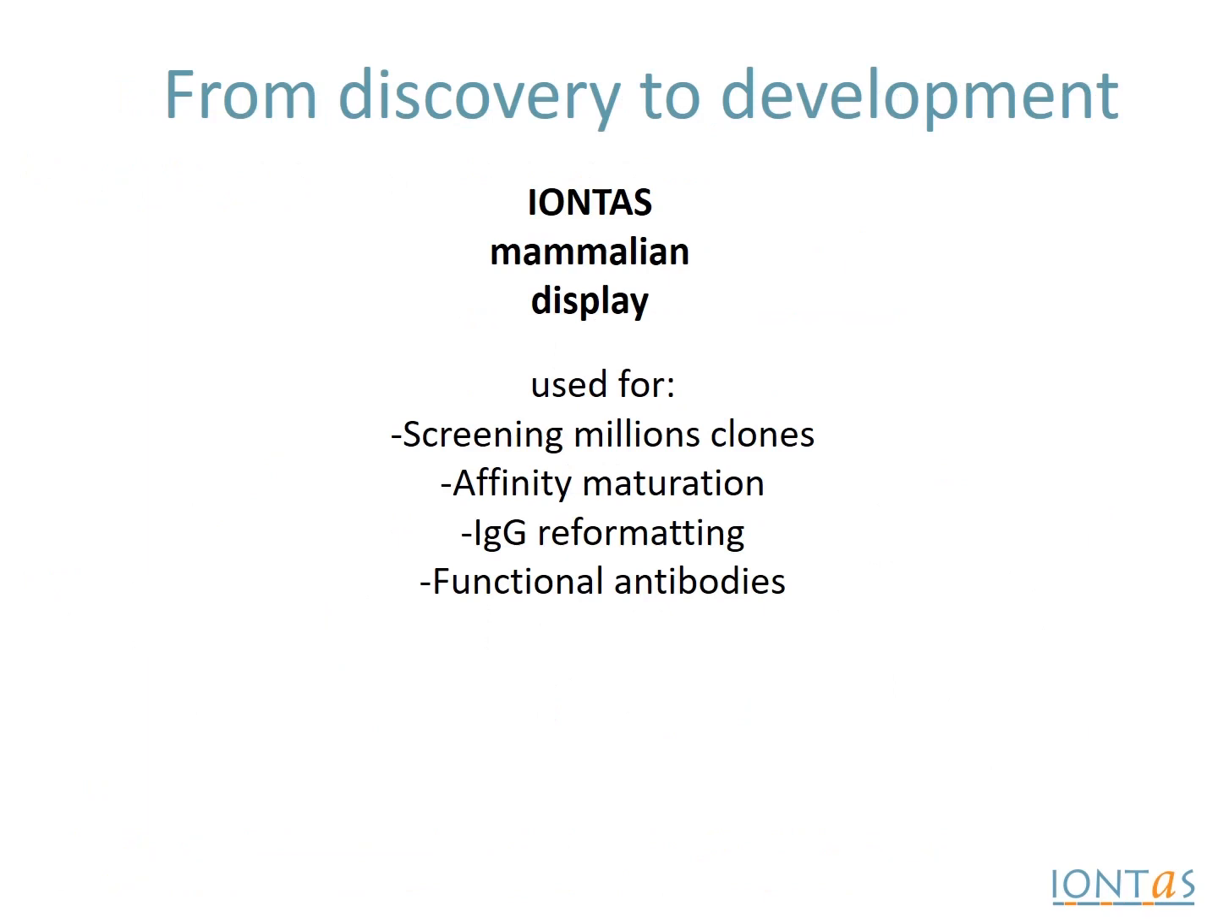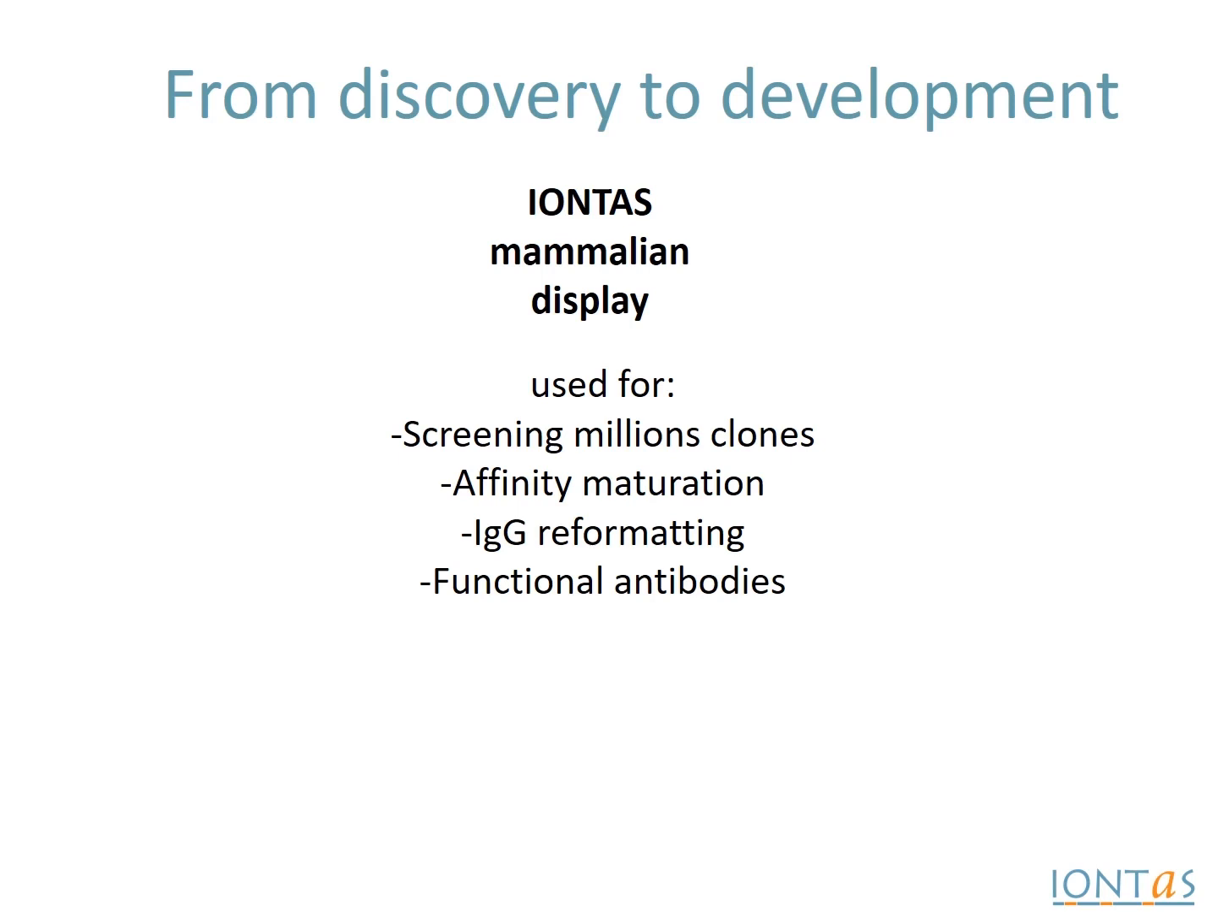So we have used the system described here to screen millions of output clones from a phage display population. We've also used it to do affinity maturation of a starting clone, either by chain shuffling or by oligonucleotide directed mutagenesis, and we've also combined that with IgG reformatting of clones that may have started as single chain Fvs. And again, through the use of the system, we've been able to generate functional antibodies, for example, antibodies which block PDL1 function.